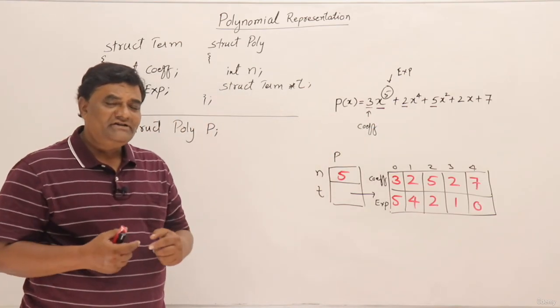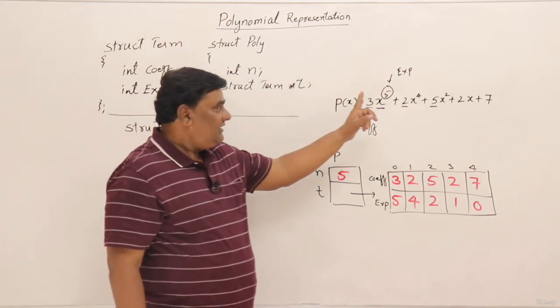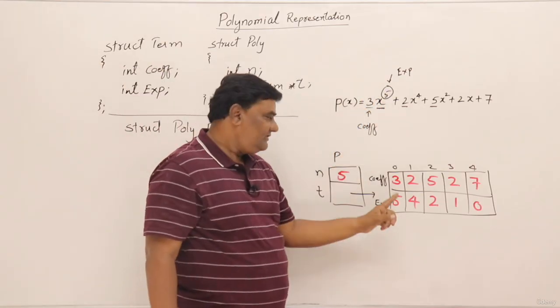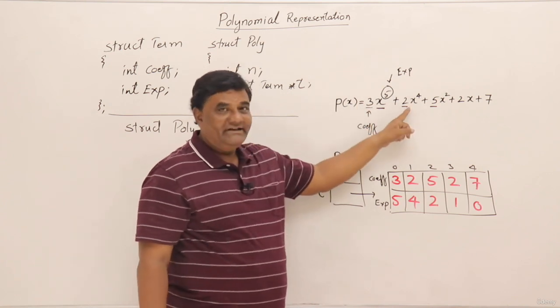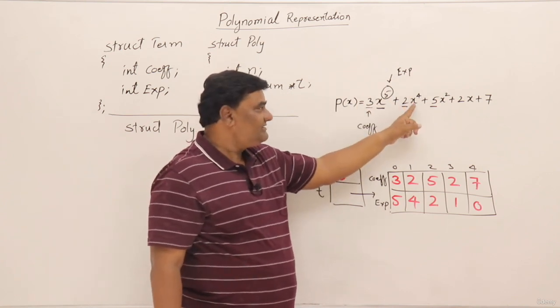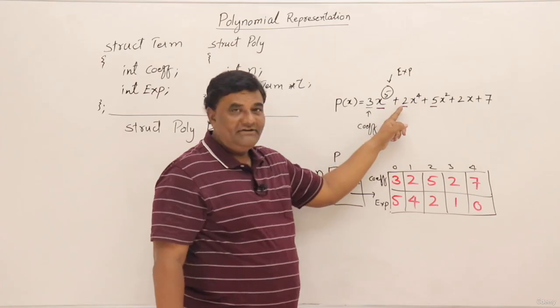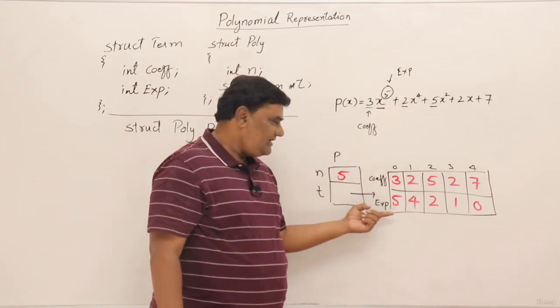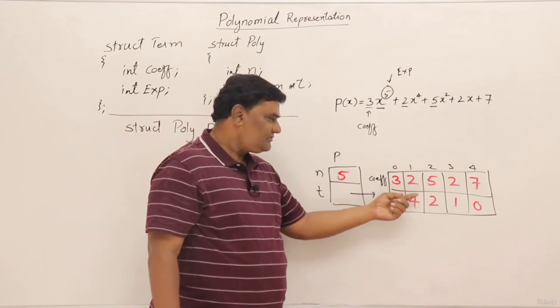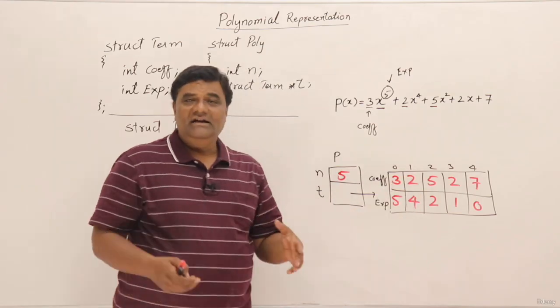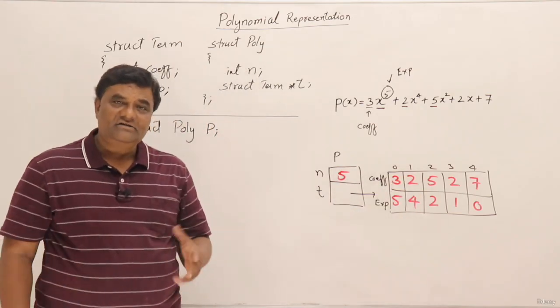So if we know the value of x, what should we do? Raise x to this power, whatever the exponent is, then multiply with the coefficient. Then add with the next term. Then in this term, raise x to the power 4 and multiply with the coefficient. So every time we have to raise x to this power and multiply with the coefficient. For every term we have to do that, and also we have to go on adding the terms.